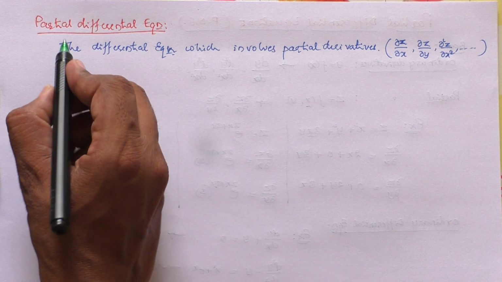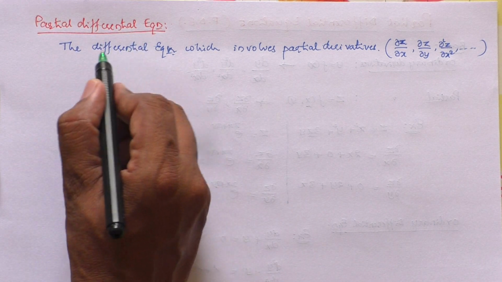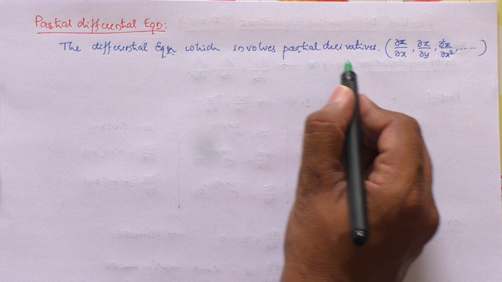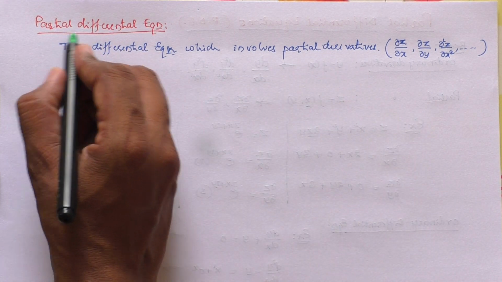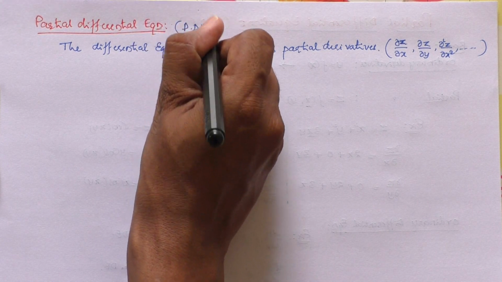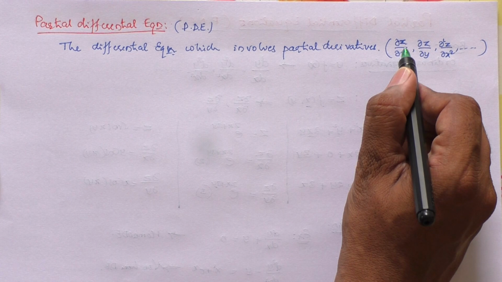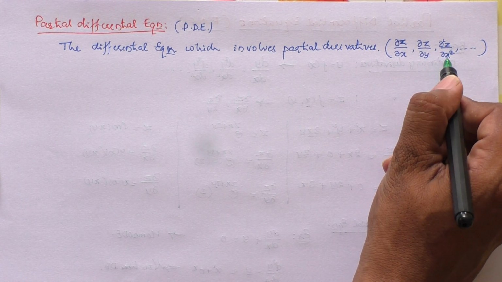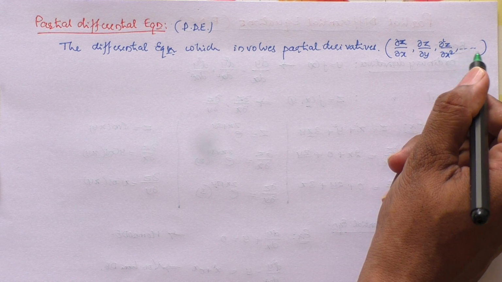Now let us understand what we mean by partial differential equation. The differential equation which contains or involves partial derivatives is called partial differential equation. In short, it is called PDE. So the partial derivative means it should involve terms like dou z by dou x, dou z by dou y, dou square z by dou x square, dou square z by dou y square, and so on.